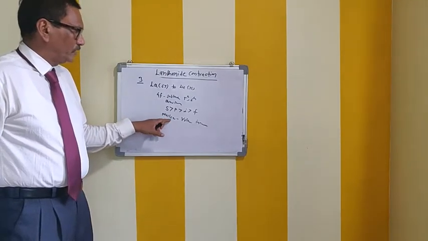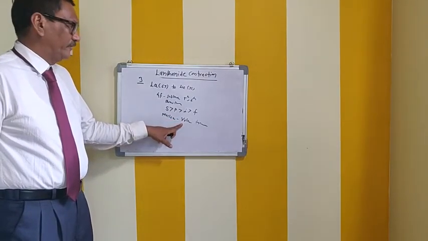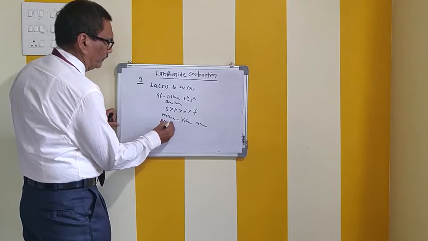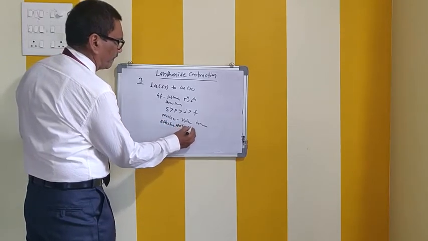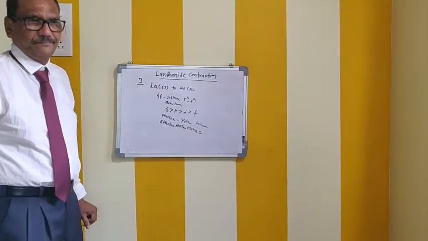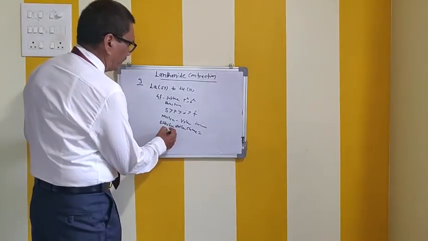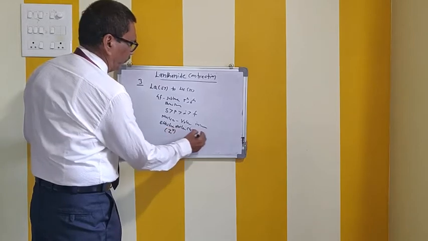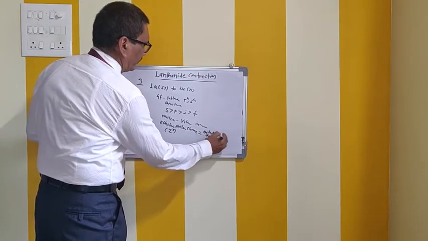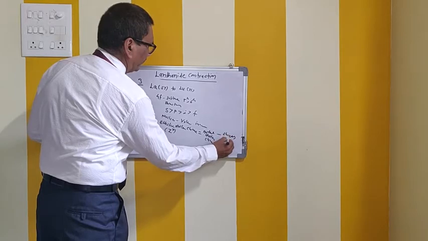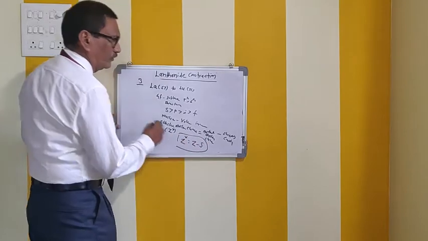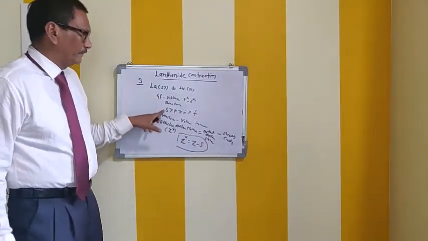As the nuclear charge on the valence electron increases because of the shielding factor, the effective nuclear charge also increases from lanthanum to lutetium. So what is the effective nuclear charge? Effective nuclear charge Z star is equal to the actual nuclear charge minus the shielding factor or shielding constant. So Z star equals Z minus S. That is the effective nuclear charge.